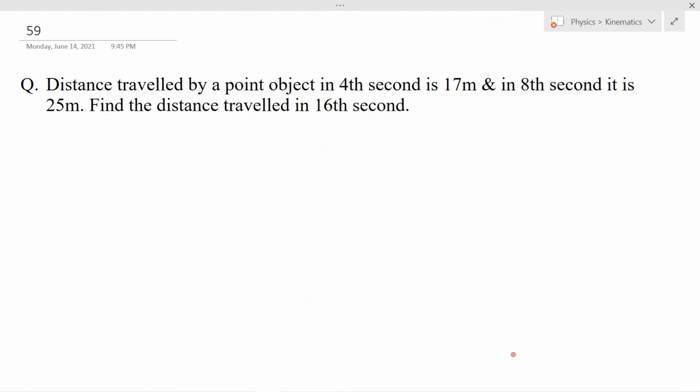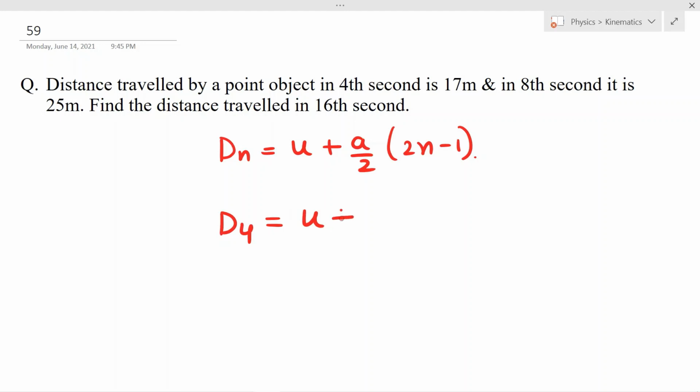Distance traveled by a point object in 4th second is 17 meter, and in 8th second it is 25 meter. Find the distance traveled in 16th second. Now similar logic we will use. So the distance traveled in nth second, as I have told you earlier, is u plus a by 2 into 2n minus 1. Now what is it in the 4th second? It will be d4 is equal to u. So d4 is 17. This is already given to us.